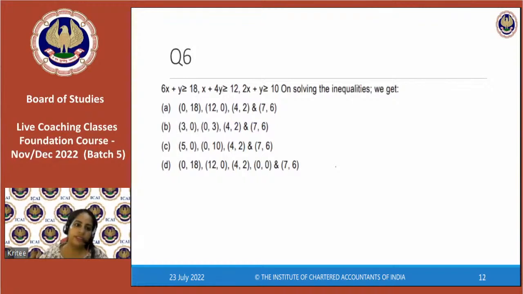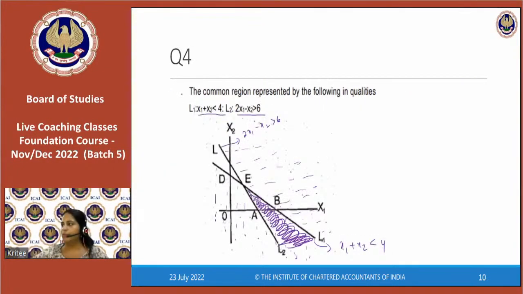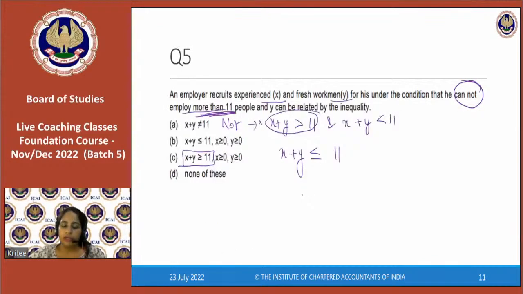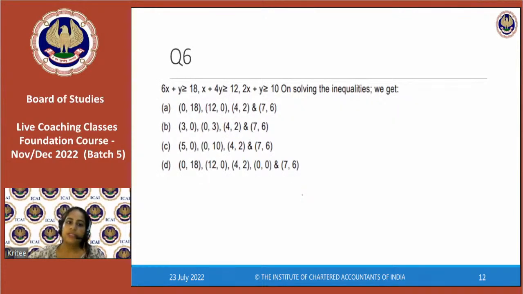Good. Next question. See, these are the kinds of questions you can expect from inequalities. People were asking me what kind of question from inequality is asked. These are the kinds of questions you get. You get a graph, and you have to identify the common region. You get a case, and you have to identify the inequality condition, and like this, the corner point method. So there are certain inequalities given here.